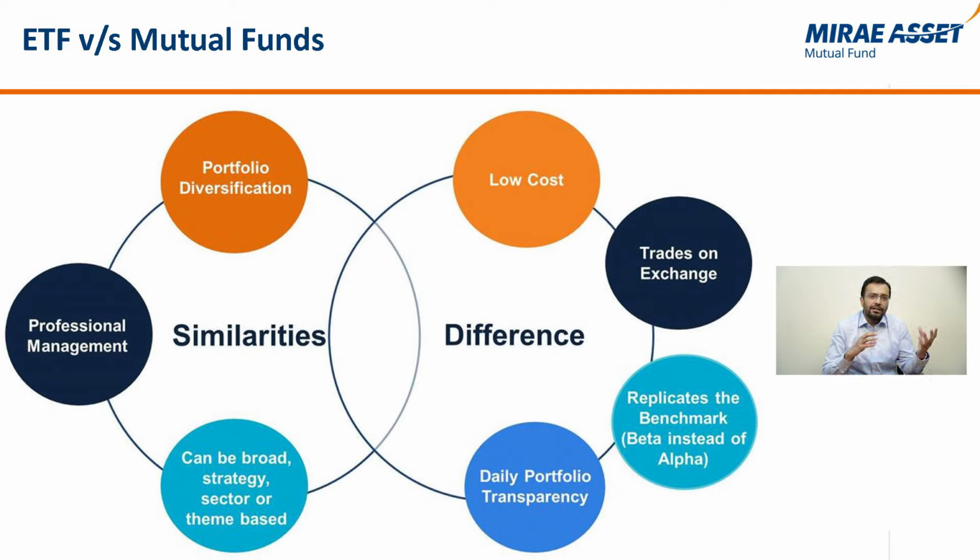Similarly, in the case of an ETF, you can have funds based on market cap themes, on sector themes, based on asset class themes. So the similarity between ETF as well as mutual funds is that you can run different strategies in one portfolio. Now let's look at some of the differences. And in some of those differences, you can clearly see the visible advantages an ETF provides to investors.